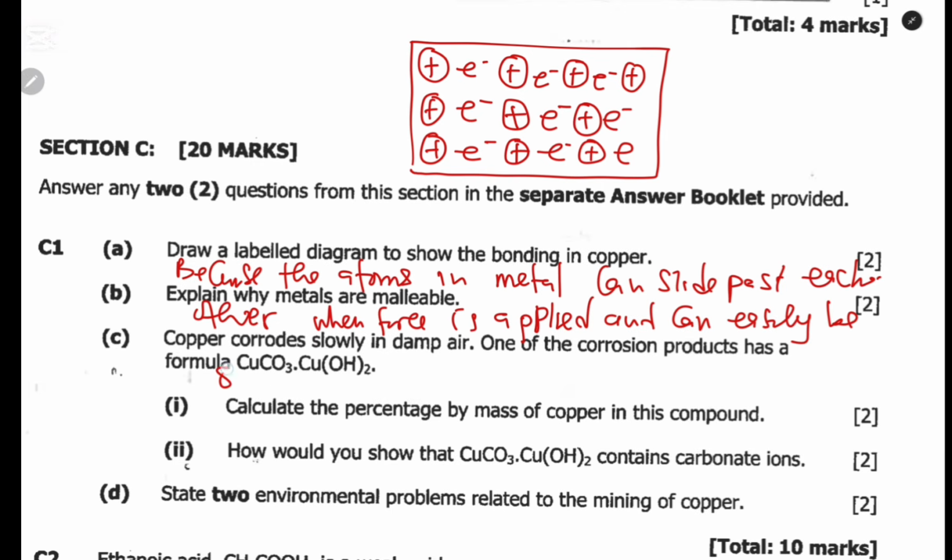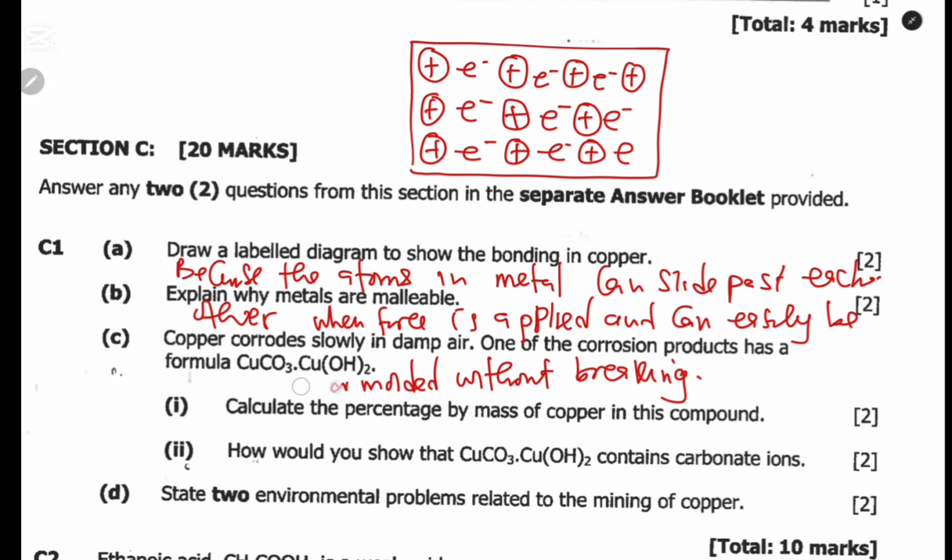be shaped or moulded without breaking. That is what makes metal malleable, due to the arrangement of atoms. When force is applied, they slide past each other without breaking. This makes the metal easy to be drawn into a sheet. So that is for B.